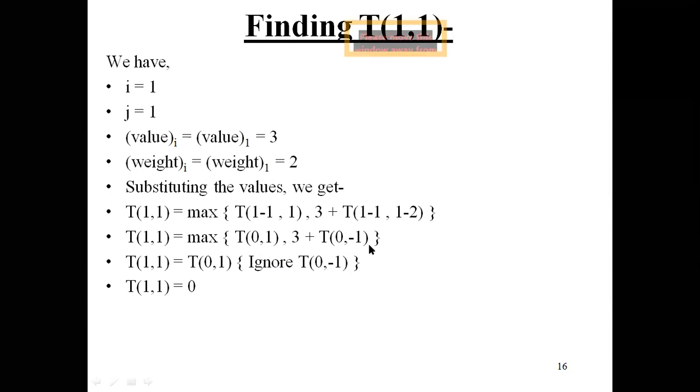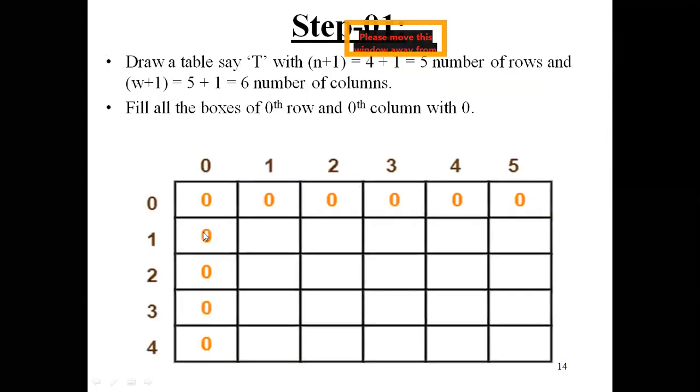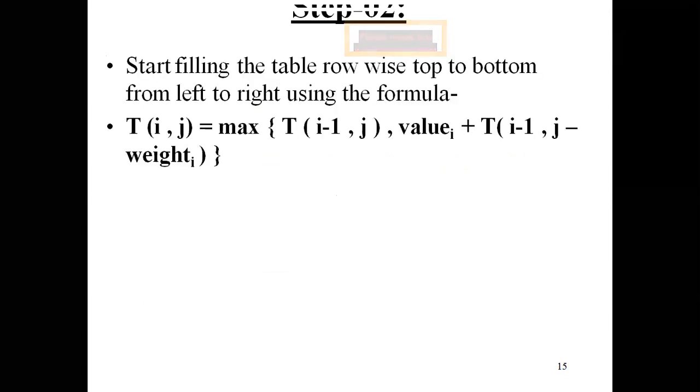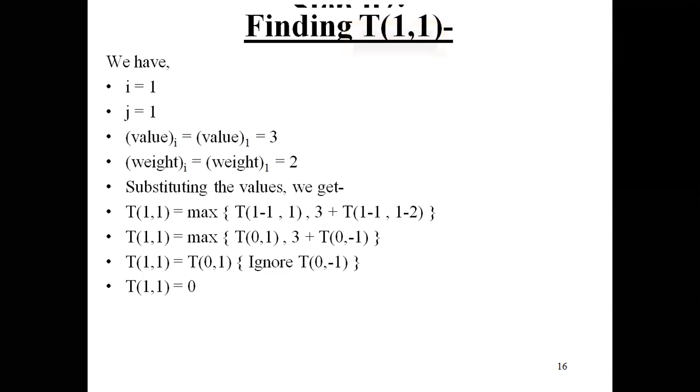Why we are ignoring 3 plus t of 0 comma minus 1? Since there is a negative value, that is why we are ignoring it. So we are taking only t of 0 comma 1. T of 0 comma 1 means 0th row first column. Just check in the table, we have the value 0. So we are taking that particular value 0. So finally t of 1 comma 1 is equal to 0. Okay.